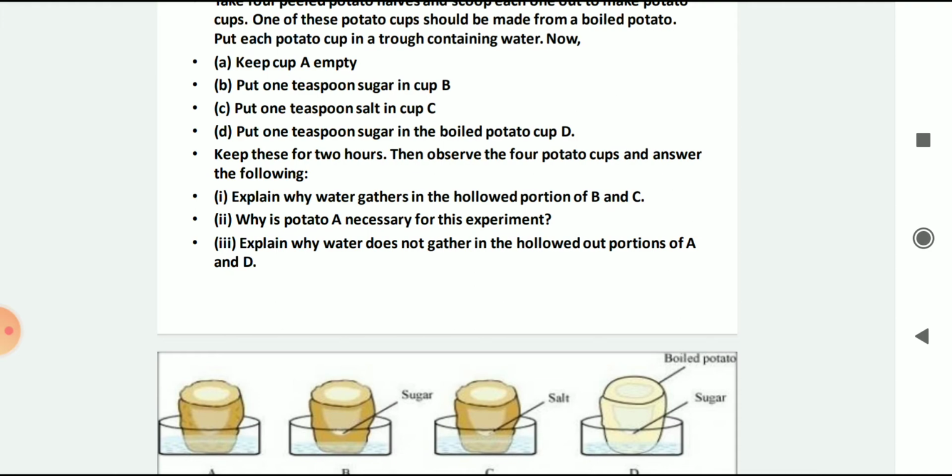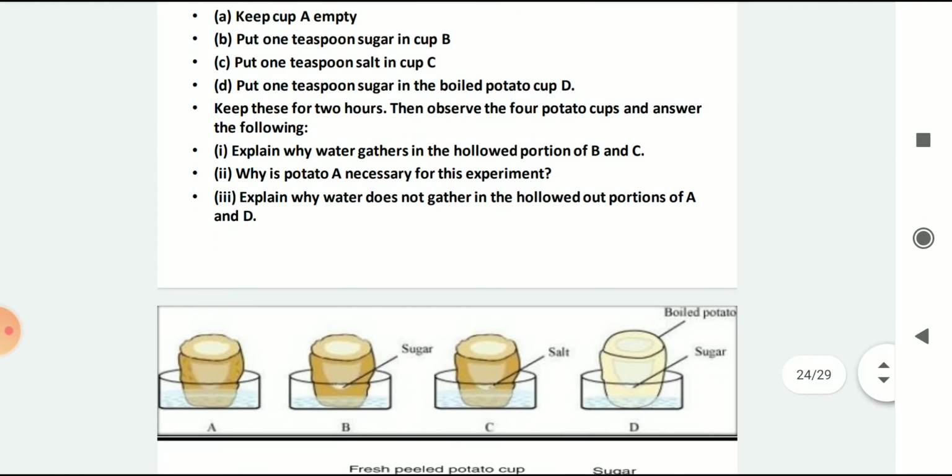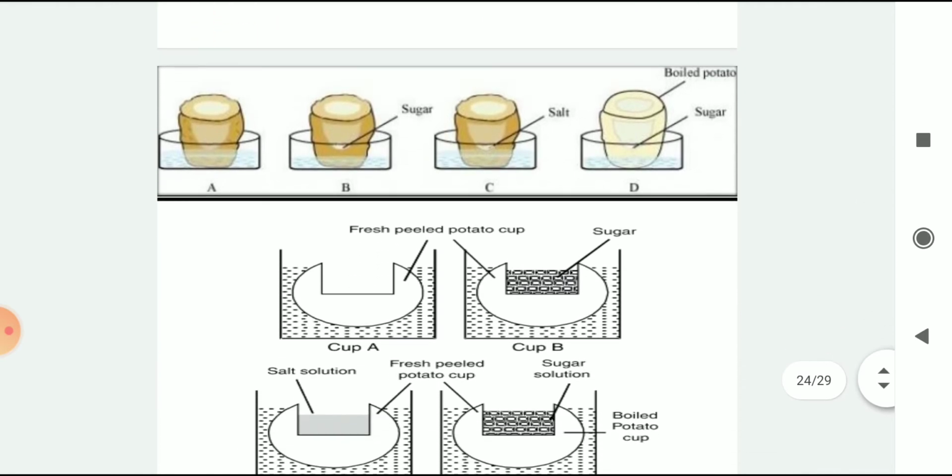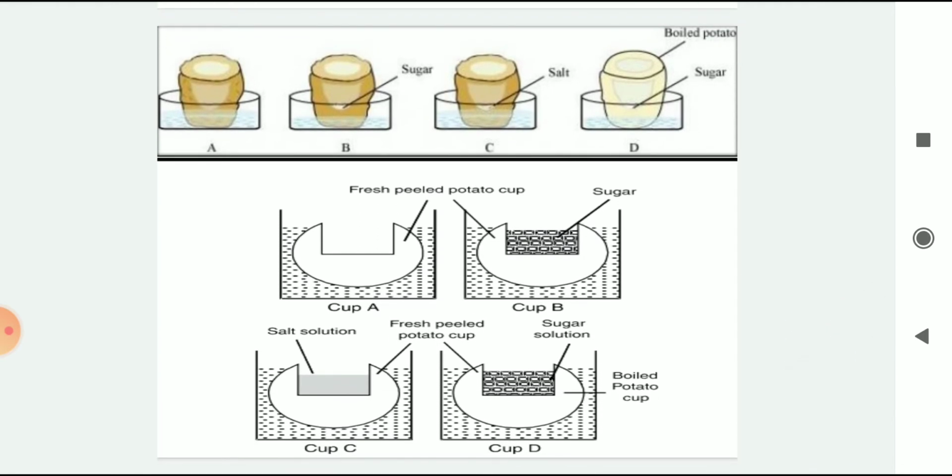And third question is, explain why water does not gather in the hollowed out portion of A and D. और ए और डी के पोर्शन में वाटर क्यों नहीं गैदर हुआ, जो कि बी और सी में हो चुका था, तो ए और डी में क्यों नहीं हुआ. This is the question. Please mention this diagram, any of two. यहाँ पे ये 2 मैंने डायग्राम बनाया, जो कलर वाले और ब्लैक एंड वाइट, दोनों में से कोई भी जो भी आपको अच्छा लगे वो आप डायग्राम अपनी कॉपी में बना सकते हैं. This will help you to understand this question and also this will help the examiner to see कि आपको क्वेश्चन अच्छे समझ में आ गया and you may get extra marks too.